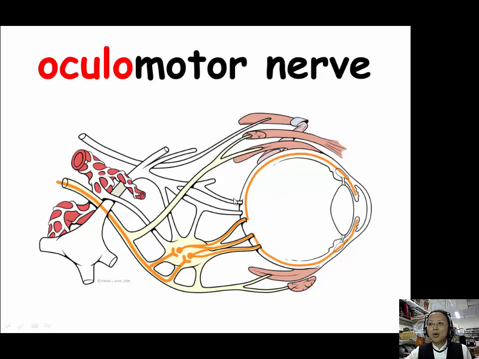It enters the orbit by the superior orbital fissure and innervates muscles that enable most movement of the eye and that raise the eyelid. The nerve also contains fibers that innervate the muscles that enable pupillary constriction and accommodation, so our eyes can focus on near objects as in reading, and on far objects when we are sightseeing.